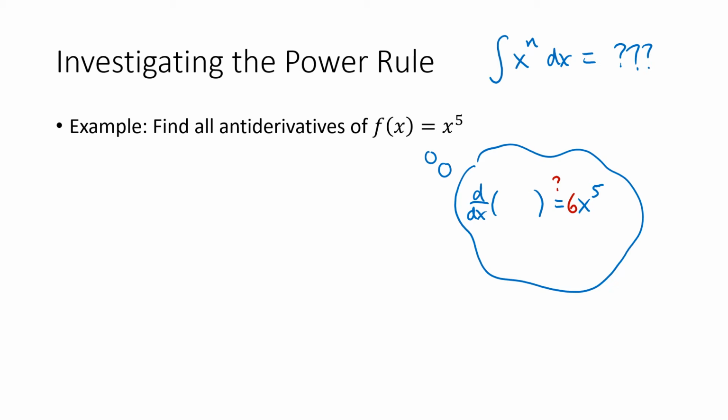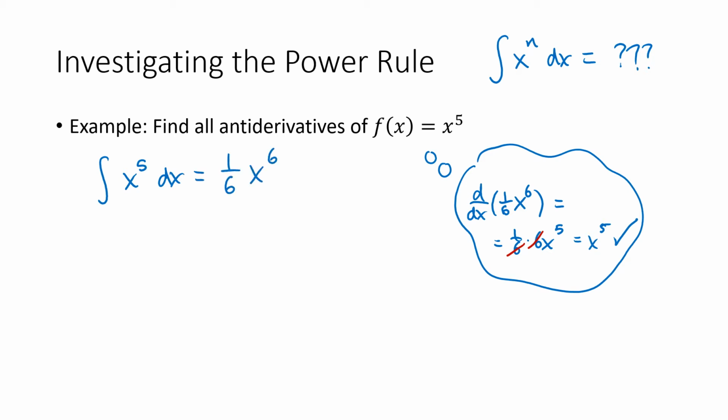The way that I fix it is instead of taking the derivative of just x to the sixth, I'm going to multiply that x to the sixth by 1/6. Now when I take the derivative, the 1/6 is a constant multiple. I take the derivative of x to the sixth using my power rule, I get 6x to the fifth. Then the 1/6 and the 6 divide out, and I get x to the fifth just like I want. So that checks out. So the antiderivative of x to the fifth is going to be 1/6 times x to the sixth, and again, plus c.